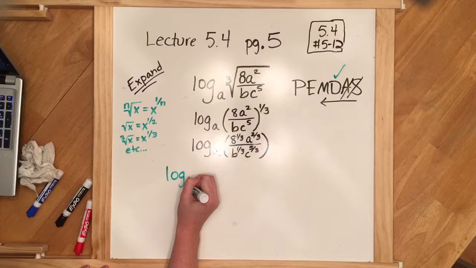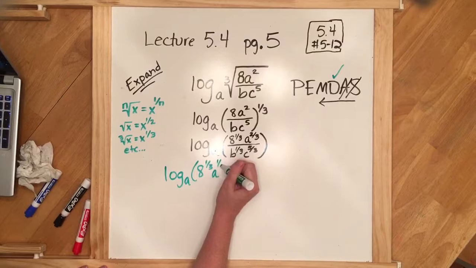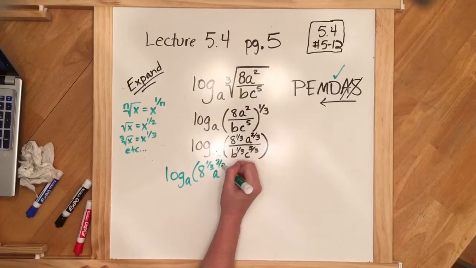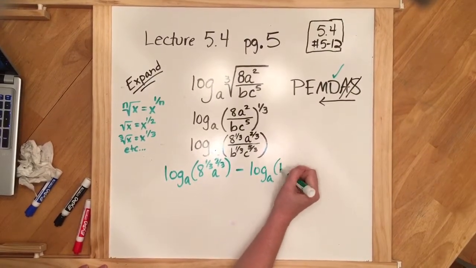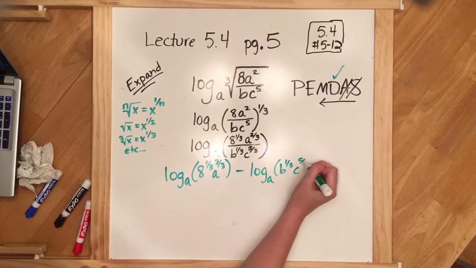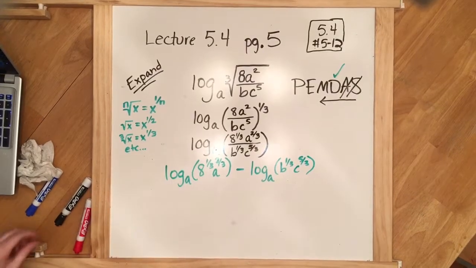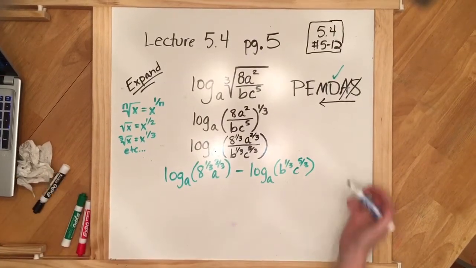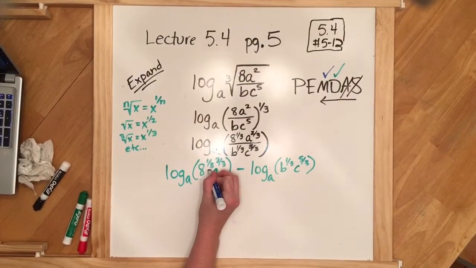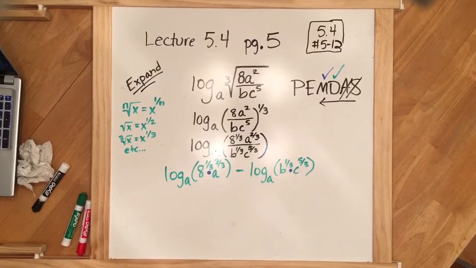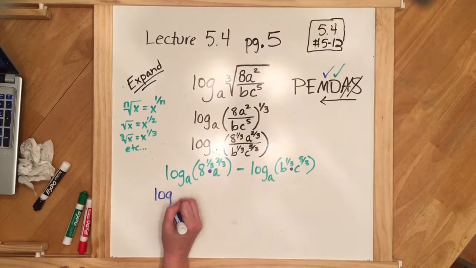So I have log base a of 8 to the 1/3 times a to the 2/3 minus log base a b to the 1/3 c to the 5/3. So we break that division up with subtraction, and then we see if there are any multiplications or any products. And in this example, which is different from the previous example, we see 2 products. So we need to break both of those up with addition.